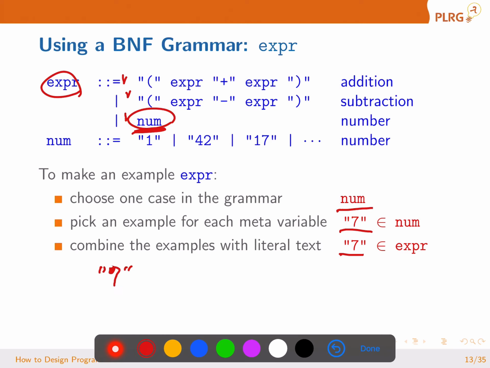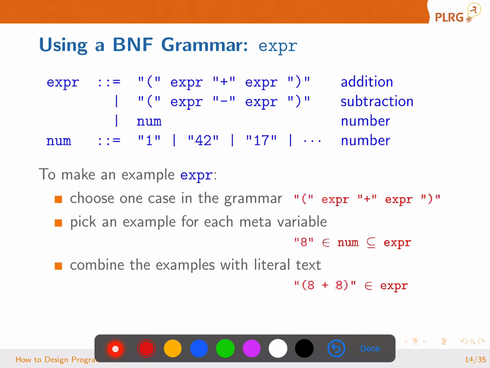This terminal, this literal text is 7, which is an element of a set called num, which is a subset of expr, right? Do you see that? So these non-terminals, meta variables, represent sets of literal texts or expressions. Let's see. To make another example expression, choose one case in the grammar.